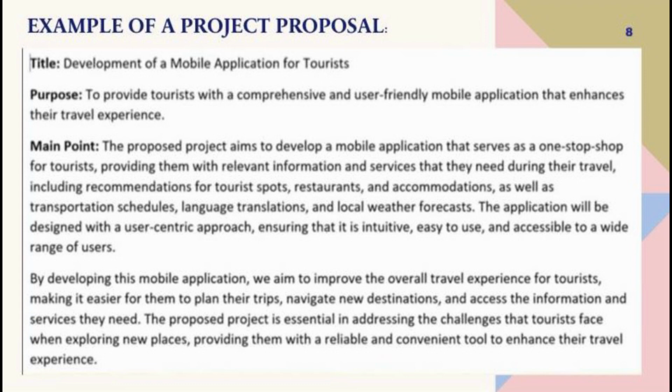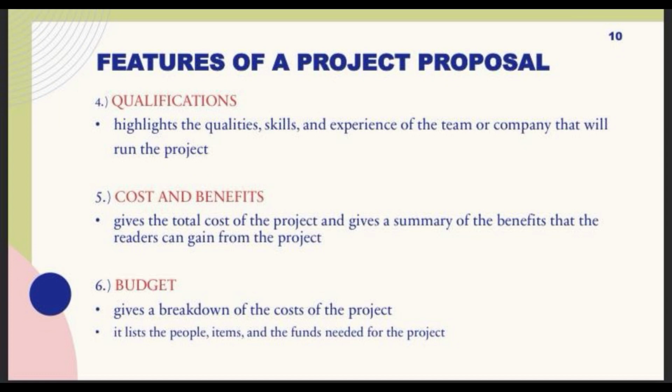For the next slide, here are other features of a project proposal. The qualifications. This feature highlights the qualities, skills, and experience of the team or company that will run the project. The costs and benefits. This feature gives the total cost of the project and gives a summary of the benefits that the readers can gain from the project. Number 6. Budget. This feature gives a breakdown of the costs of the project. It lists the people, items, and the funds needed for the project.